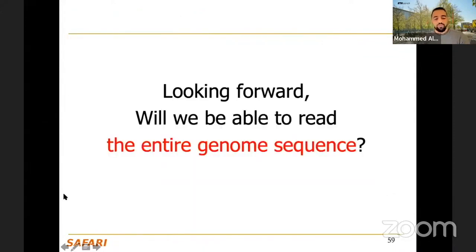And now, looking forward to the future of sequencing, will we be able to read the entire genome sequence as a single piece rather than fragmenting it into pieces? That is still an open question. As we move forward, we may get better technology, especially at very small scale, that can read a single base of your DNA accurately. You know that a single base in your DNA is really small. The entire DNA should fit in a single cell in your body. So you can imagine how small the entire DNA is. 3 billion characters.